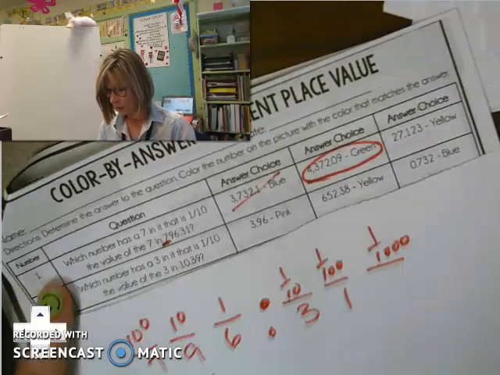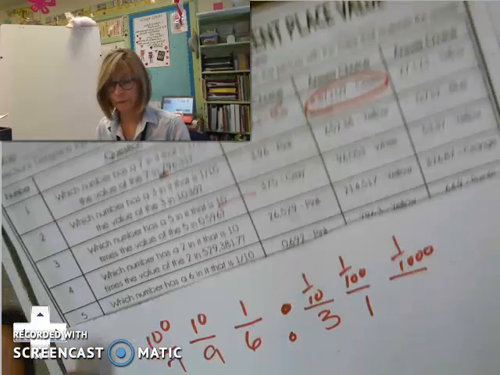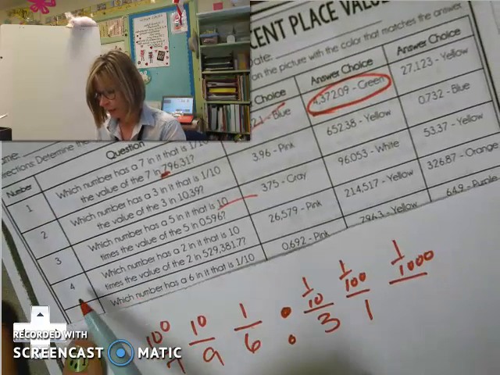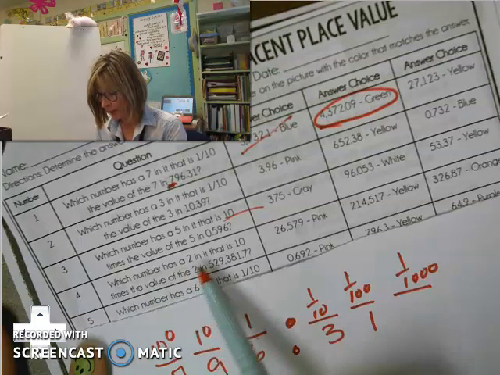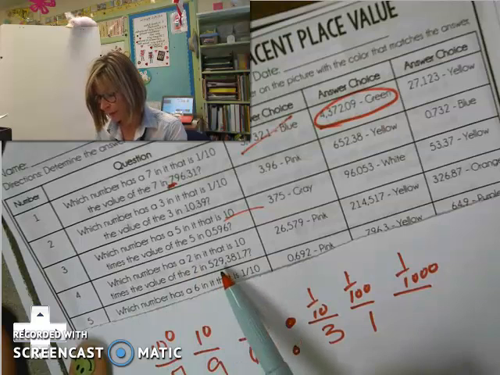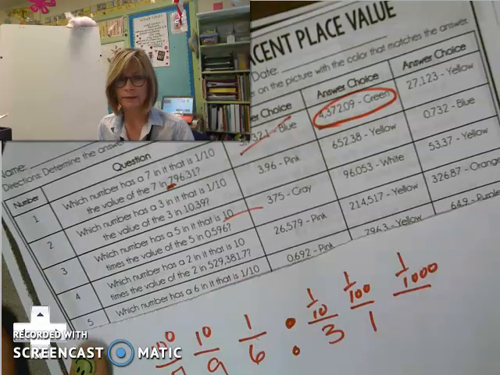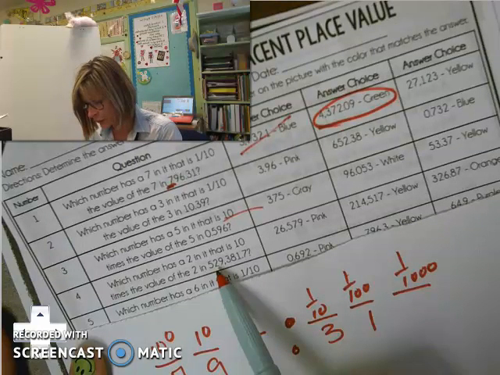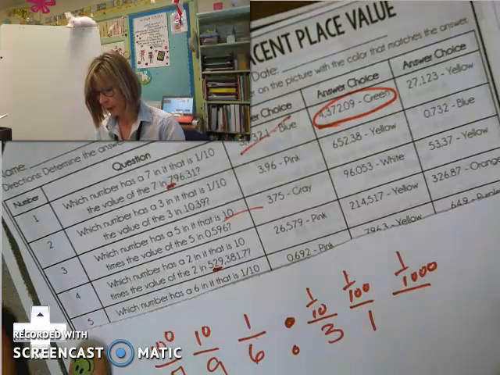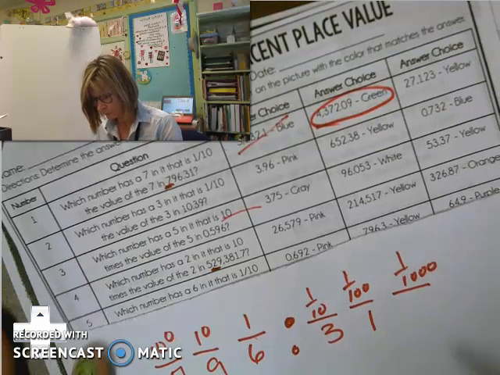All right, so let's take a look at one that is 10 times larger. If you look at number 4, which number has a 2 in it that is 10 times the value of the 2 in 529,381 and 7/10? Okay, again, I can see my 2 is in what place value position? Well, I can increase my place value chart.